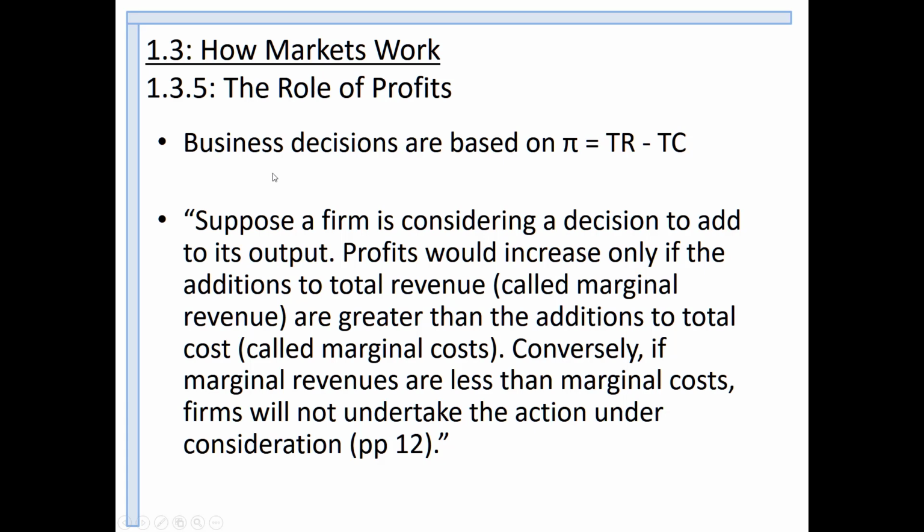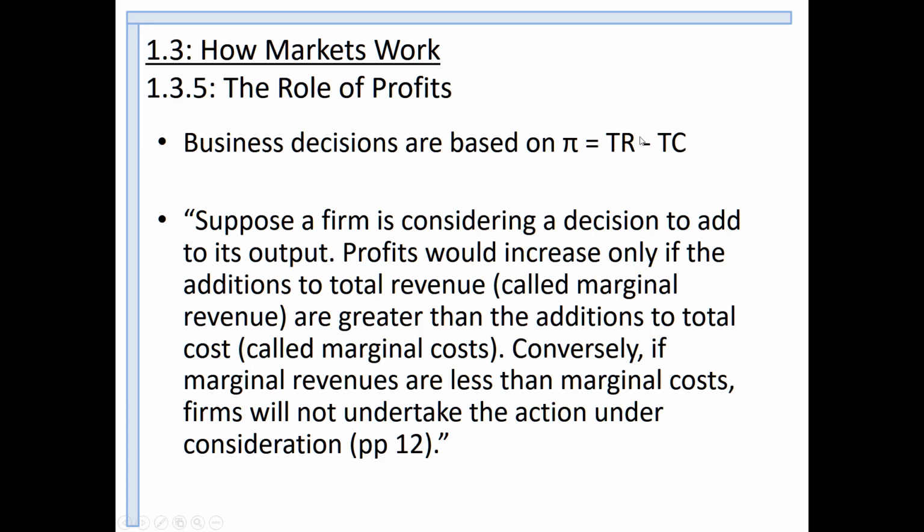Now, business decisions are based on profits. And from now on, whenever I say profits, I mean economic profits. In your book, it says the following. Suppose a firm is considering a decision to add to its output. Profits would increase only if the addition to total revenue, called marginal revenue, is greater than the addition to total cost, called marginal cost. So, let's say instead of 5 units, you consider producing 6 units.